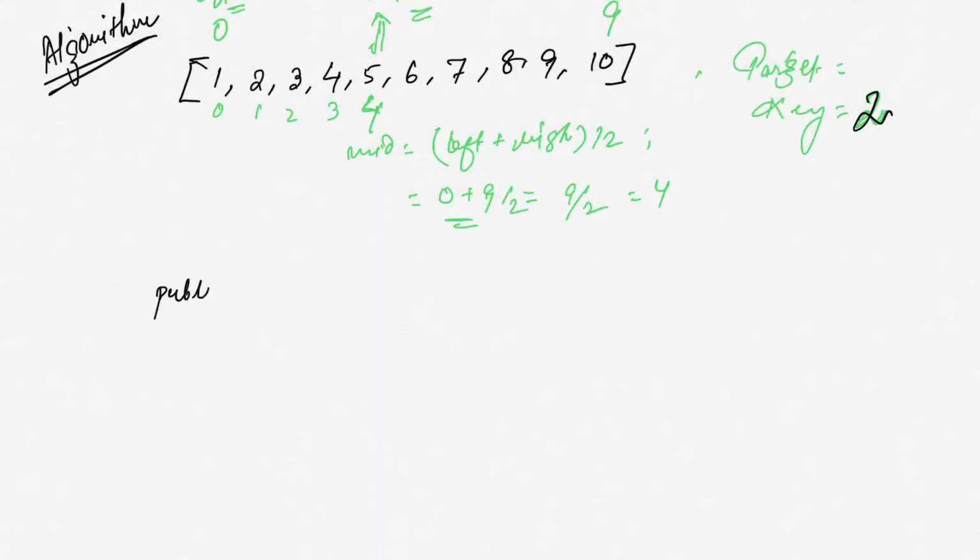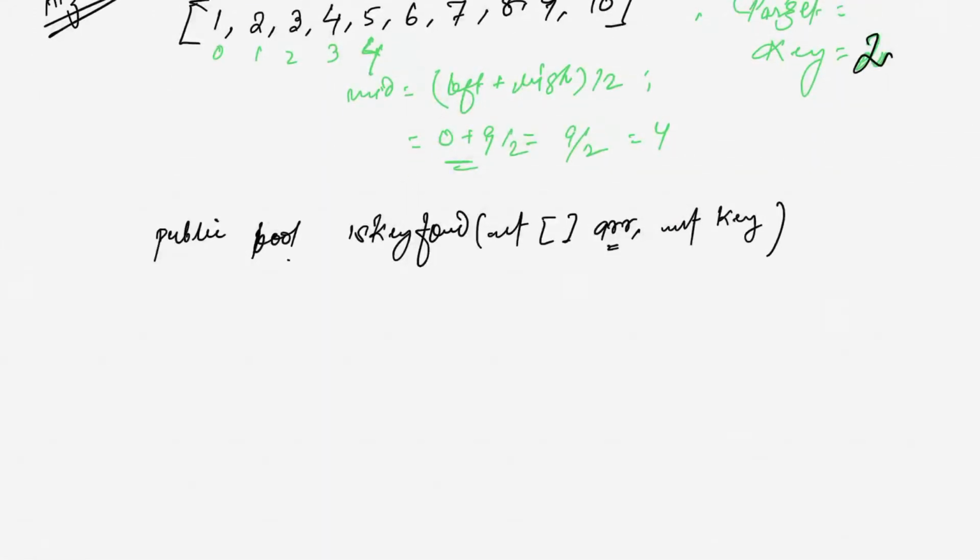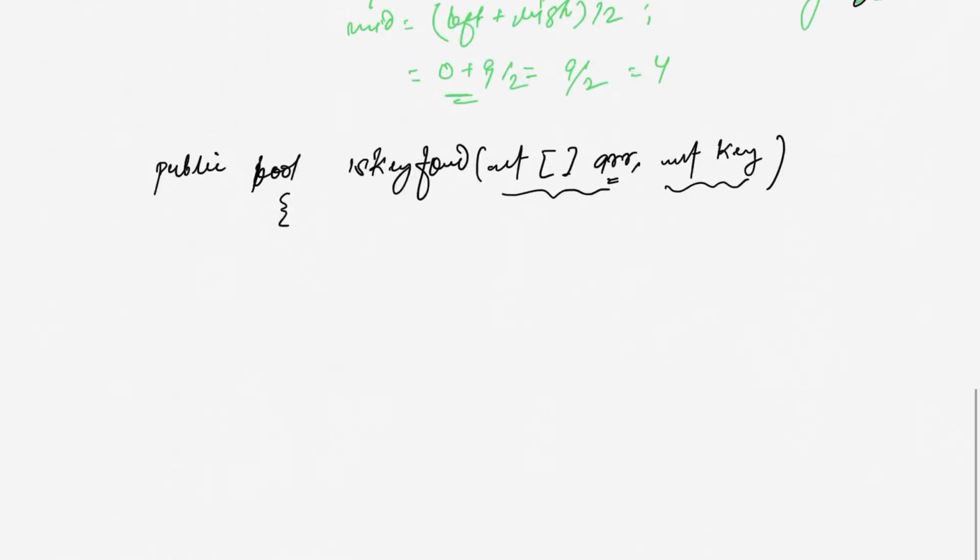So, public bool isKeyFound. You need two parameters, so whoever is going to use this API, meaning this function, has to pass two parameters: the entire array, and the key which they want to search.